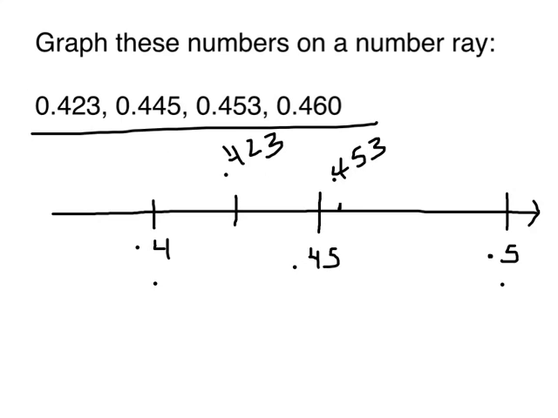It'll look like a 4, doesn't it? Alright, and then we're going to put 0.445 about right here. 0.445. Alright, and then 0.460. If this is 0.45 right here, then I guess this would be about 0.46. Again, it's not exact. We're estimating, but it's very close.